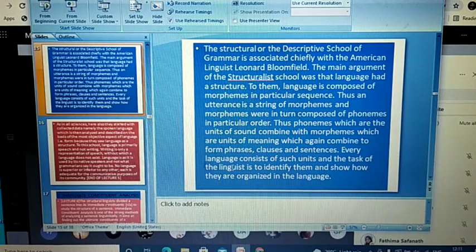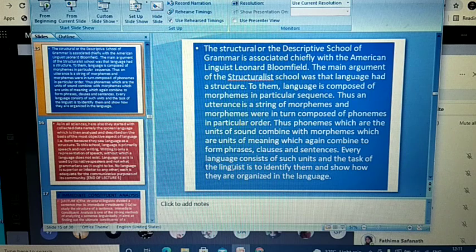I have been talking to you about all this for maybe months. In the beginning of this semester, I started with structuralism, and I said, like letters of the alphabet, words, phrases, sentences, all that. So this is what the structuralists say. The main argument of the structuralist school was that language had a structure. To them, language is composed of morphemes in a particular sequence. John loves Mary. Cat chases rat. Or the cat chases the rat. Sun rises in the east. Look at that. An utterance is a string of morphemes.